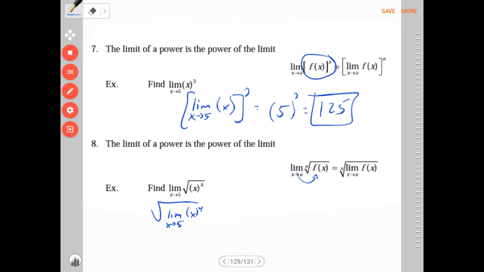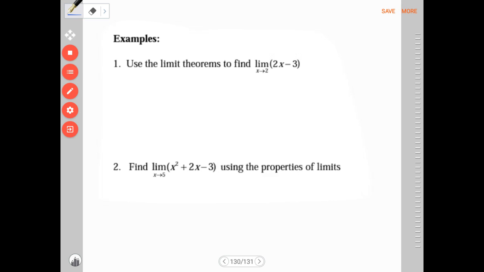Okay, so we've seen this already. The 5 goes in there, so the limit is just 5. Then 5 to the 4th, wow, that's big, 625, and then the square root of that is just 25. Okay, anyways, those are the limit theorems, and again, we've picked examples that make them very apparent and very nice. Let's try some more examples on the next page.